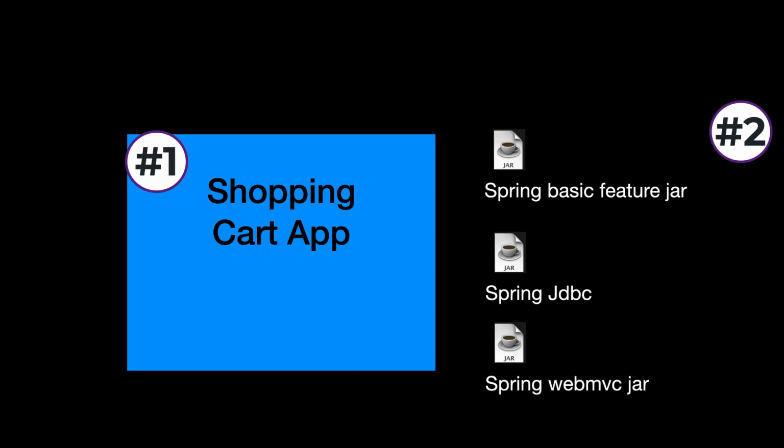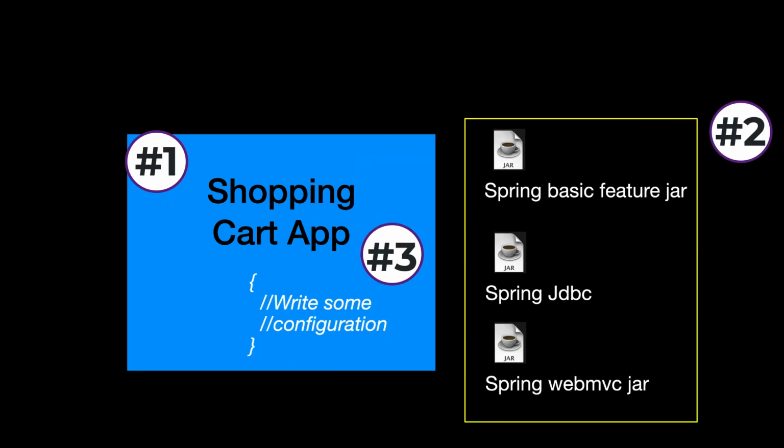So once the project is ready with all the dependencies, the next step will be to write some configuration code. So I'll write some configuration using all these jars that I have added, taking advantage of the different classes present inside the jars, to set up my shopping cart application. So this is step number 3.